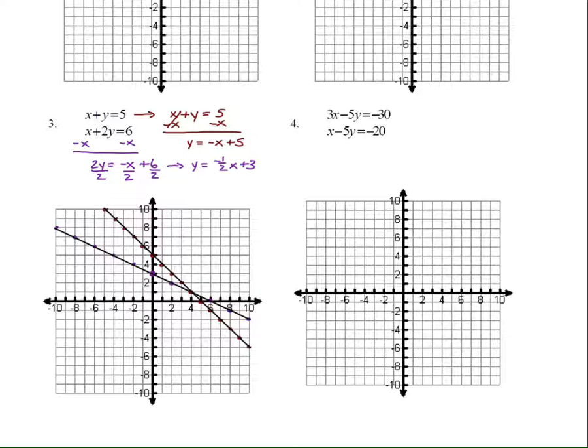And if I connect all those points with a line as far as it'll reach, what I see is they intersect at the point (4, 1), and there would be my solution.